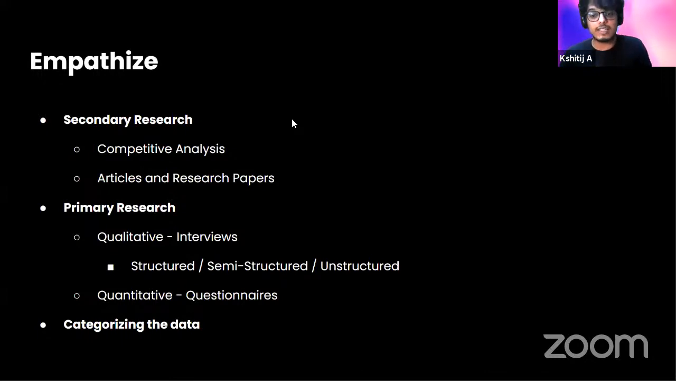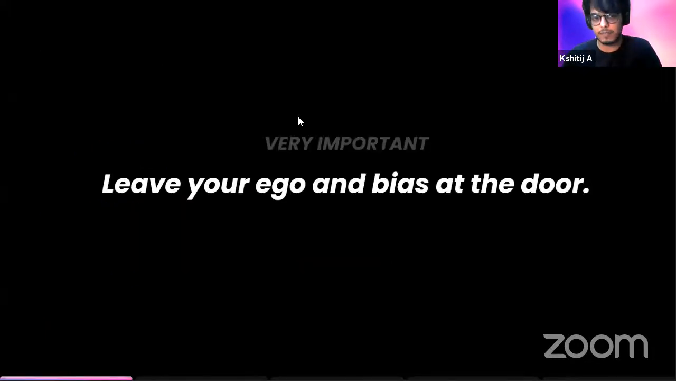And then once you've gathered all this data, you're just categorizing that data. So that's the empathize step. And the most important thing to remember when you're taking interviews or when you're going into this research part, trying to empathize, is that you're supposed to let go of your ego and leave your bias at the door.